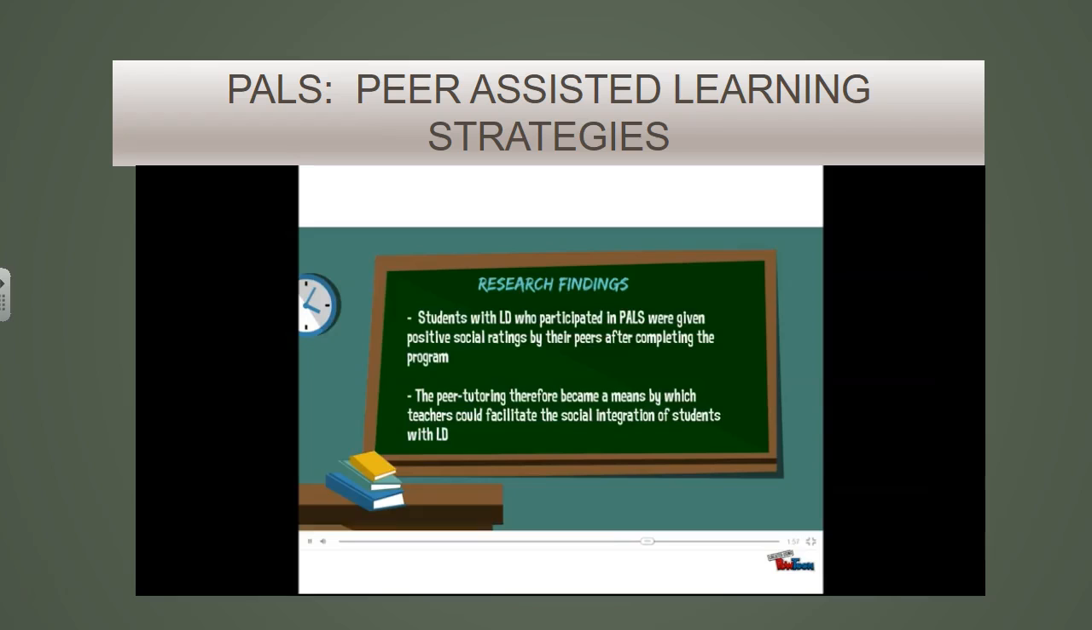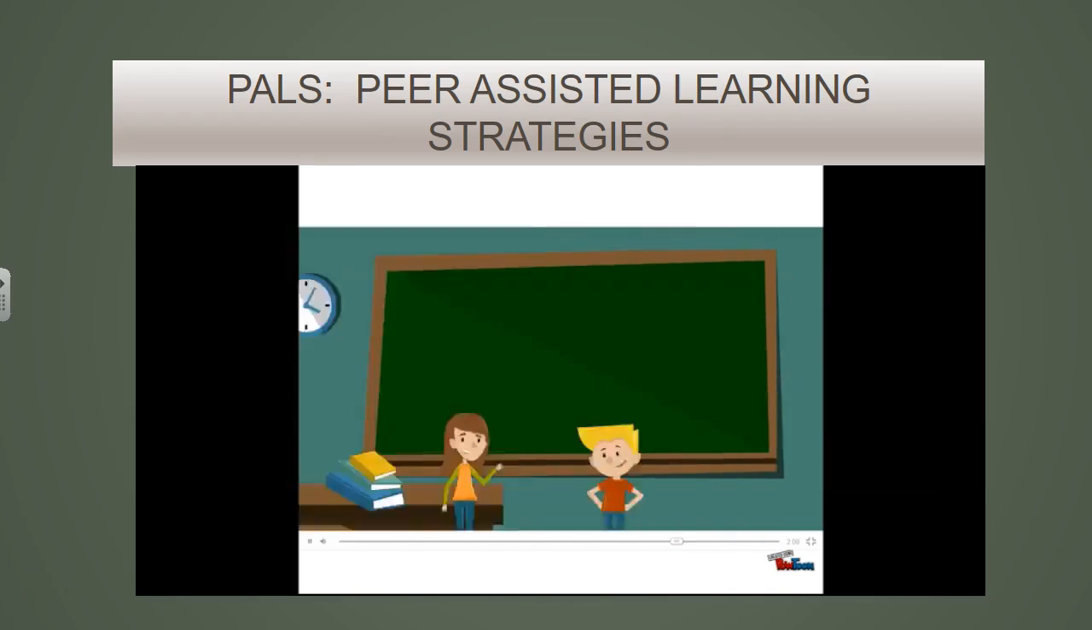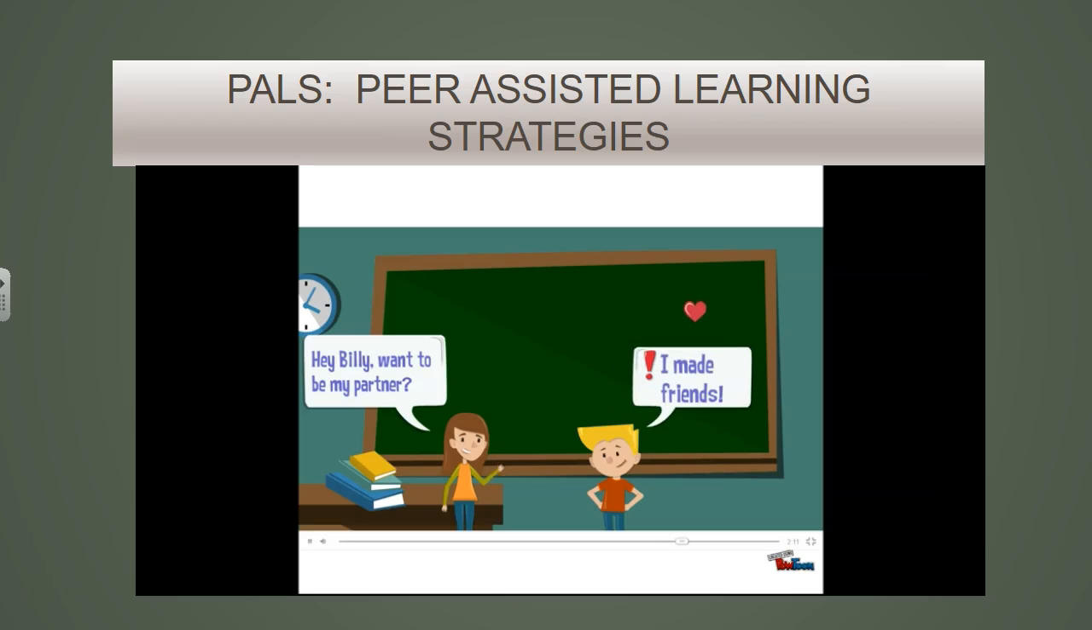LD students were seen as equal to lower achieving, average achieving, and higher achieving students. Success. The peer tutoring therefore became a means for which teachers could facilitate the social integration for students with LD. Through this interaction, students started to get to know Billy. He now feels like he is part of the class.